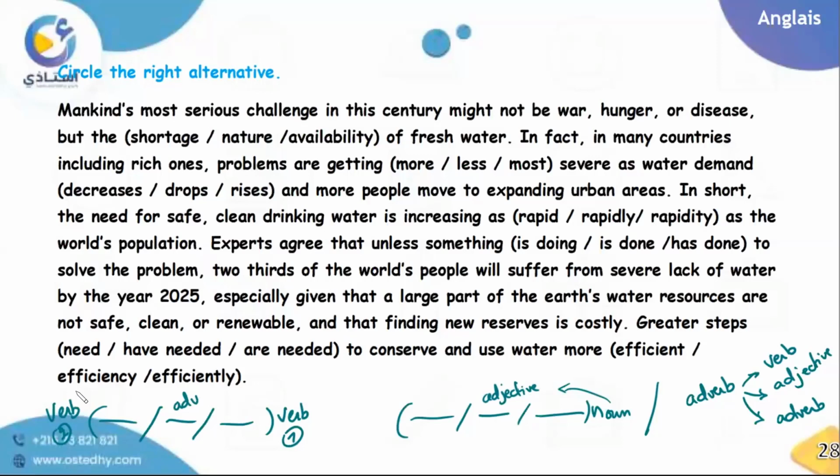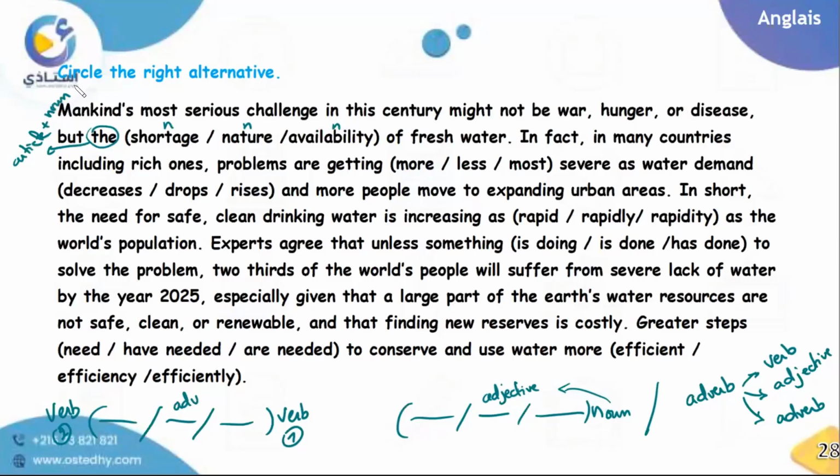Mankind's most serious challenge in this century might not be war, hunger, or disease, but the shortage, nature, availability of fresh water. Which one is correct? Do we say the shortage of fresh water? Do we say the nature of fresh water, or do we say the availability of fresh water? Here you have a noun here, a noun here, and a noun here. What you need after the article is a noun. This is obvious. After an article, you need a noun, of course. But you have 3 nouns here.